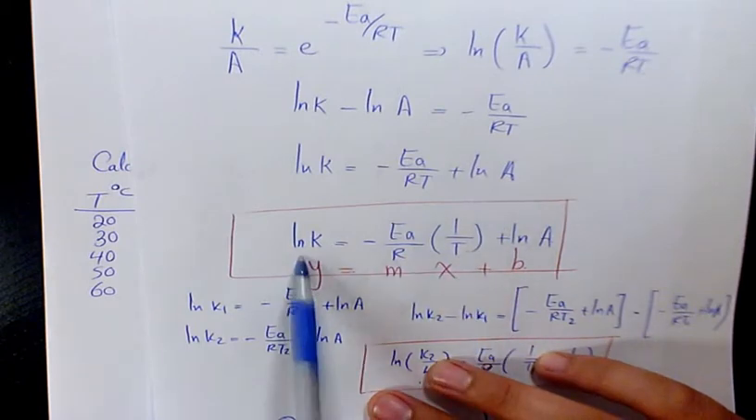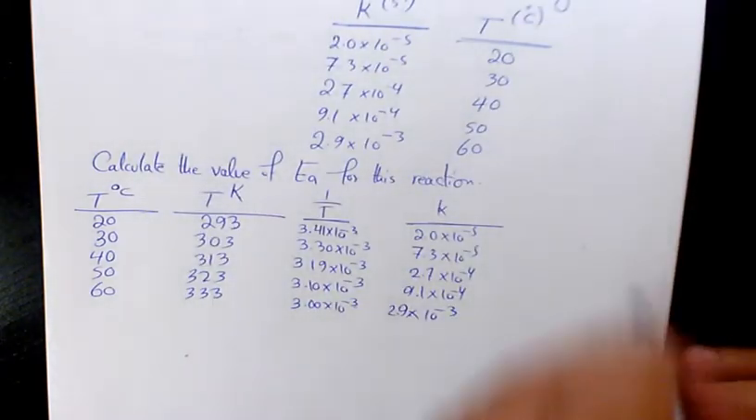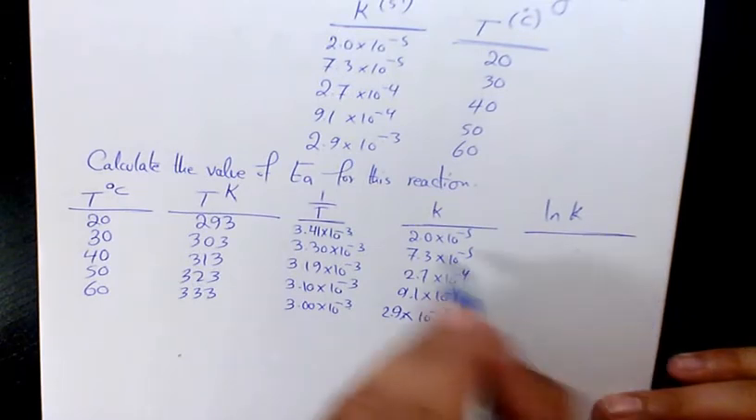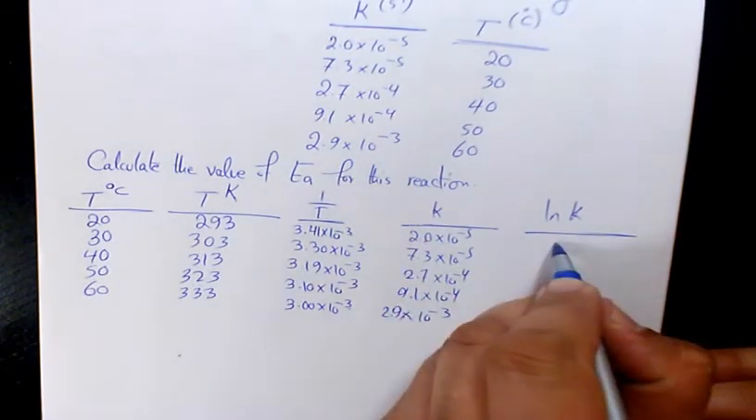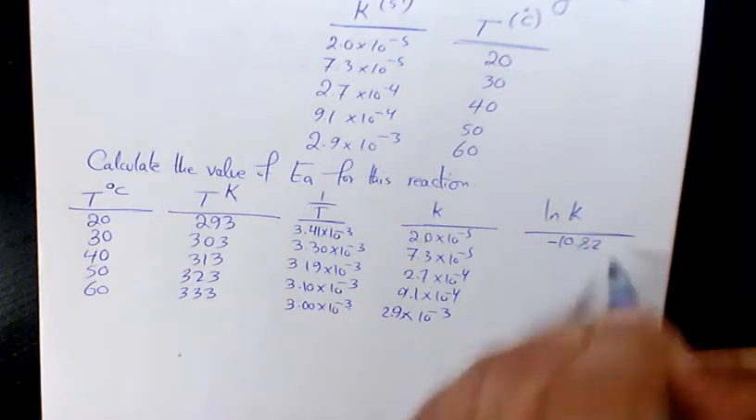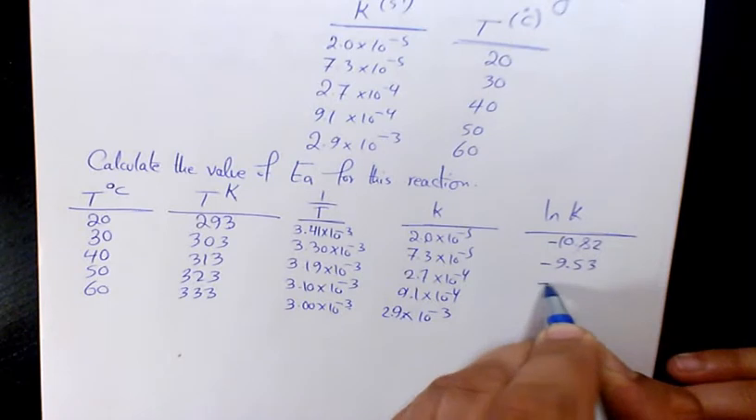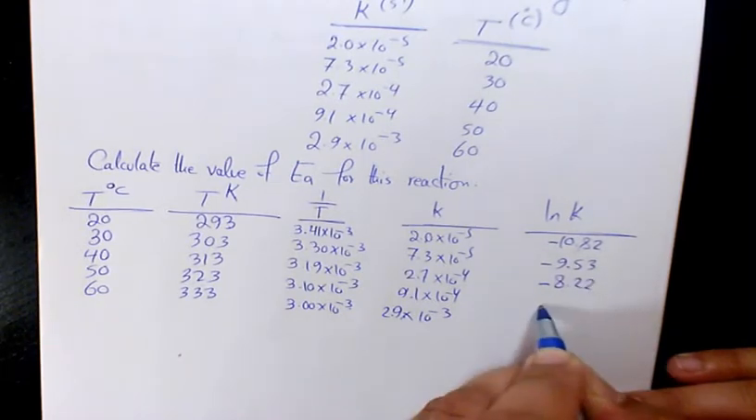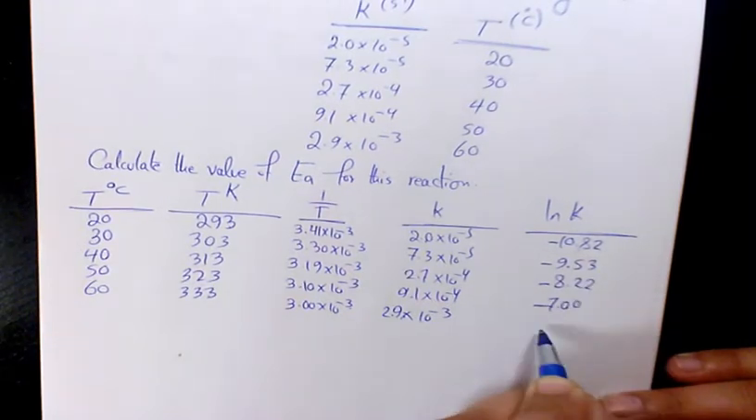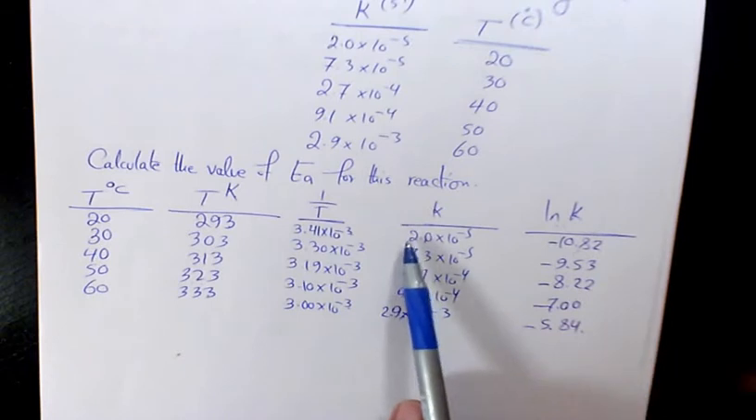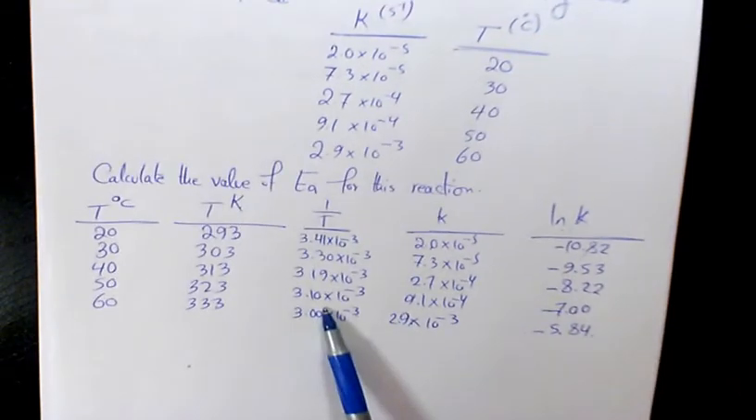Then again, based on this formula, we need to change it to ln k. Find out the ln k values, and then we can graph it. Ln of all these numbers is going to be negative 10.82, negative 9.53, negative 8.22, negative 7.00, negative 5.84. So we need to graph ln k with respect to 1 over T, as you see it here.